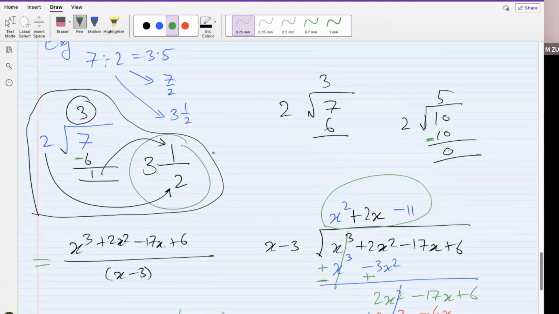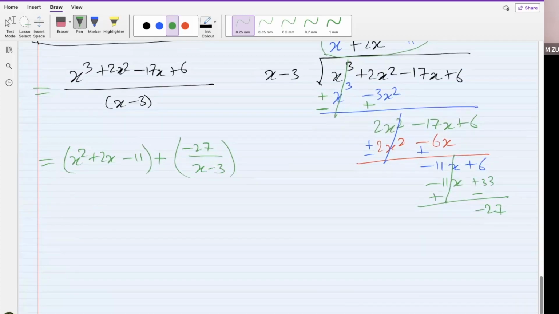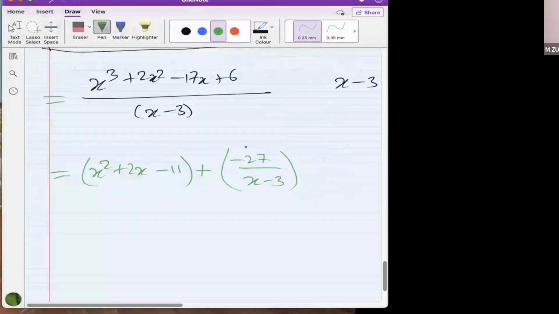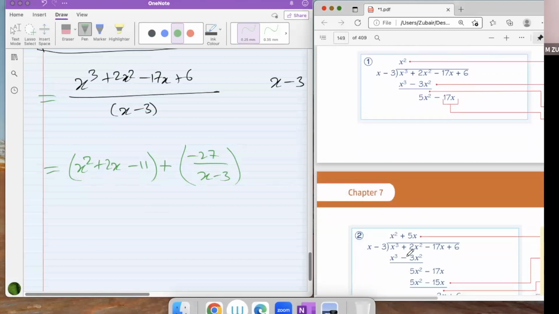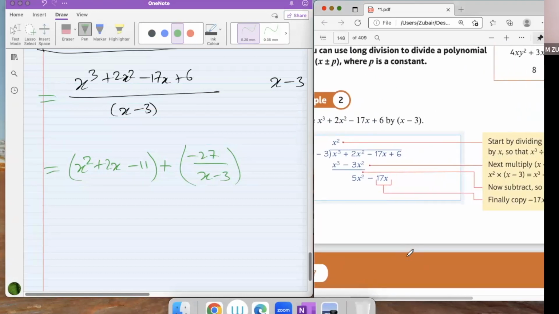Like the same way we can write 3 plus 1 by 2. The remainder could be written as plus with the whole number. What was the demand of the question? It said divide this by this. Okay, so this is the answer. X square plus 2x minus 11, and minus 27 is the remainder, over x minus 3.